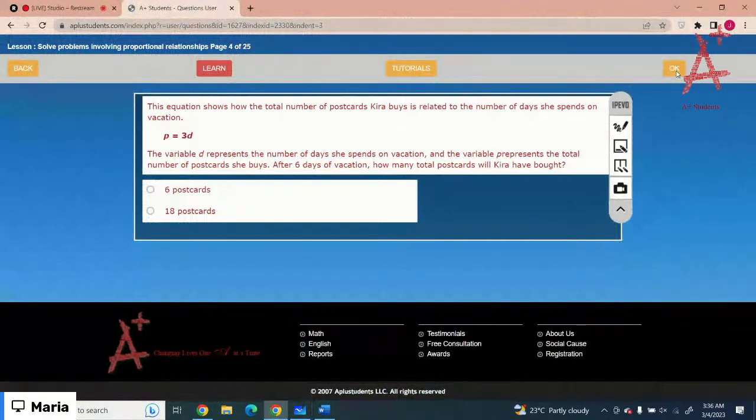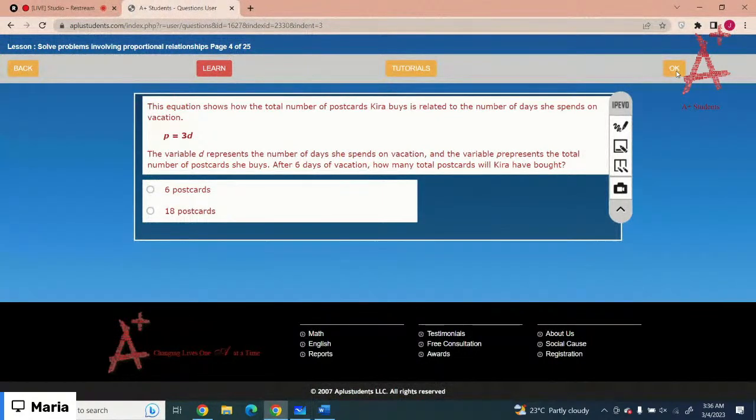This equation shows how the total number of postcards Kira buys is related to the number of days she spent on vacation. P equals 3D. The variable D represents the number of days she spends on vacation, and the variable P represents the total number of postcards she buys. After 6 days of vacation, how many total postcards will Kira have bought?